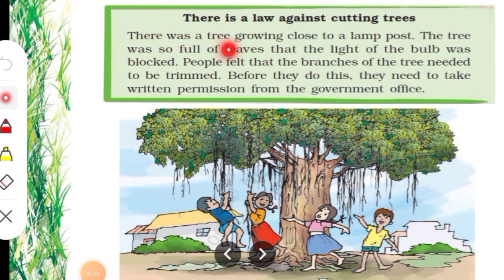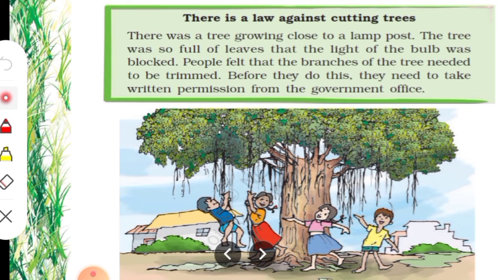There was a tree growing close to the lamp post. The tree was so full of leaves that the light of the bulb was blocked. People felt that the branches of the tree needed to be trimmed. Before they do this, they need to take written permission from the government office. So now our government has imposed certain laws against cutting down of trees.